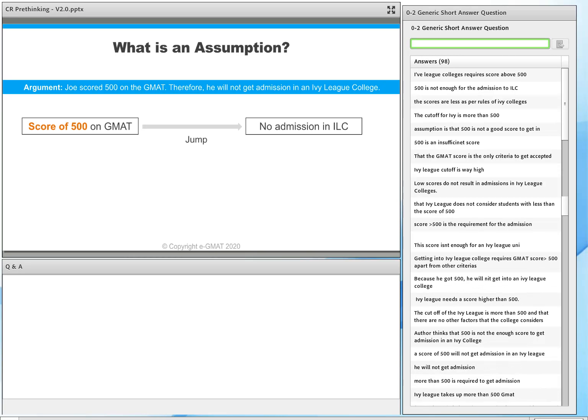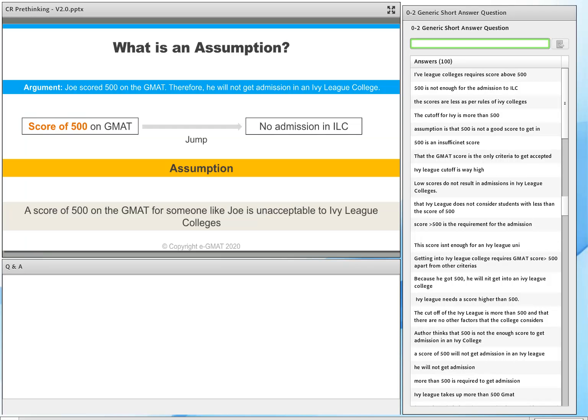So let's see what's going on here. Joe got a certain score, which is a numerical value, a score of 500 on the GMAT. And then from there, the author stated that fact. You're not going to dispute that. And then he says, based on this, the author made a prediction. He said Joe is not going to get admission in an Ivy League college. And so while making that prediction, he made a jump. What is the jump in logic that he made?